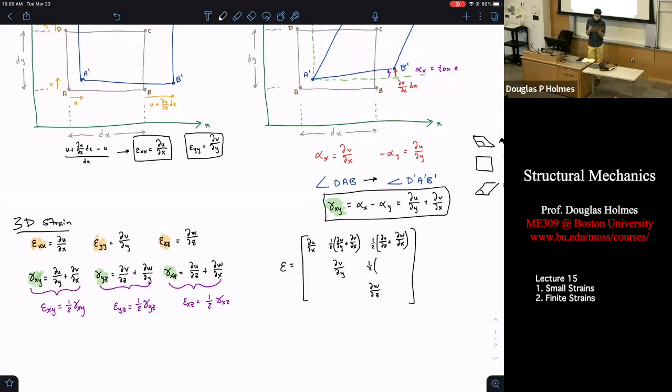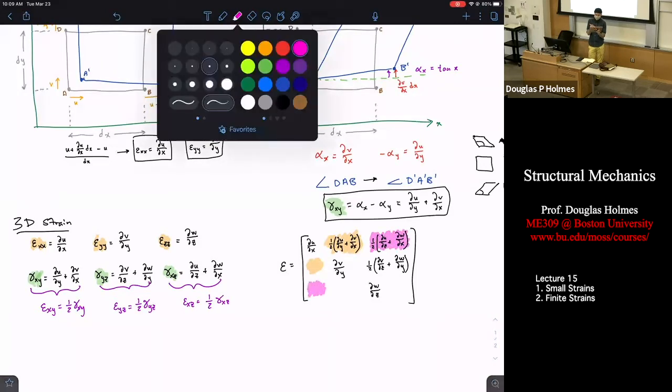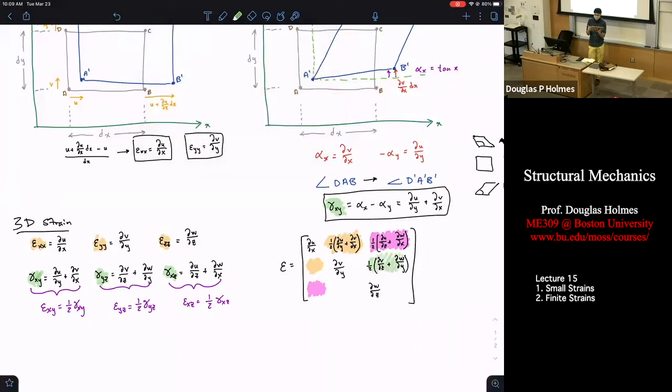And what's this one? This one's going to be the other one. 1/2 dv dz plus dw dy. And I'll just remind you that this is symmetric with this one. This is symmetric with this one. And this is symmetric with the other one. I'll move the other strains just so they look like they're in the right spots. There we go. So that's our strain tensor.